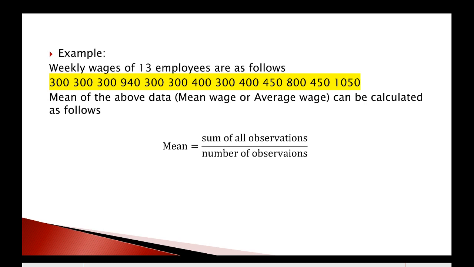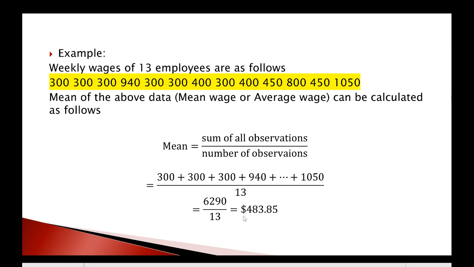Mean is defined as the sum of all observations divided by the number of observations. So let's sum all the observations as indicated here in the numerator and divide by the total number of observations, which is 13. And the answer is 483.85, which is our mean for this sample.